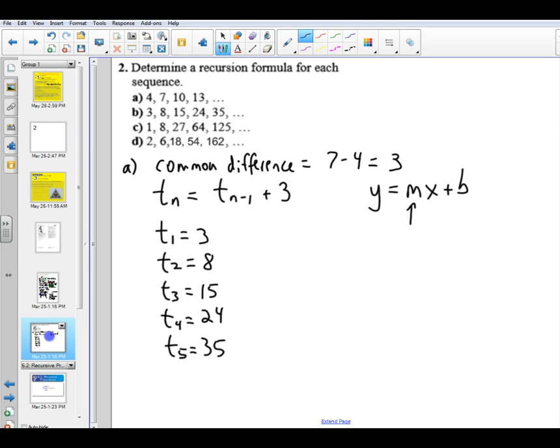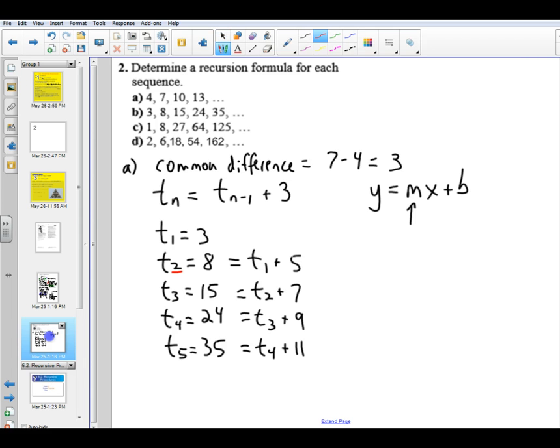If we were to look at term 2 as being term 1 plus 5, term 3 as being term 2 plus 7, term 4 as being term 3 plus 9, finally term 5 as being term 4 plus 11. We now have a way of relating each term to a previous term and something being added to it.